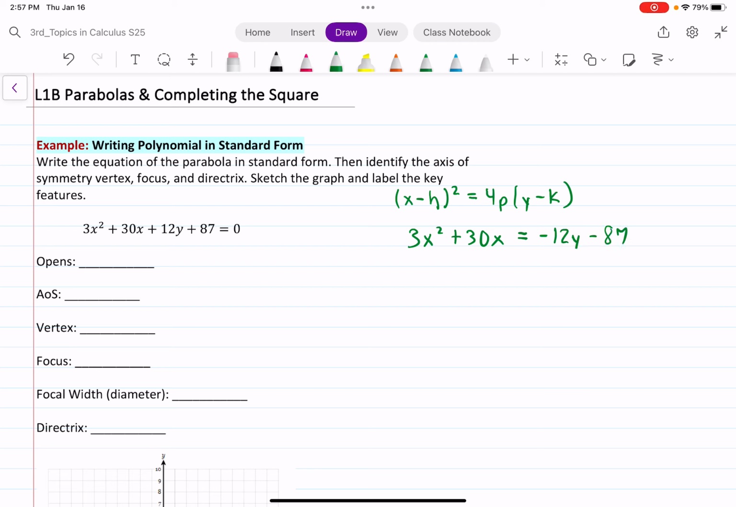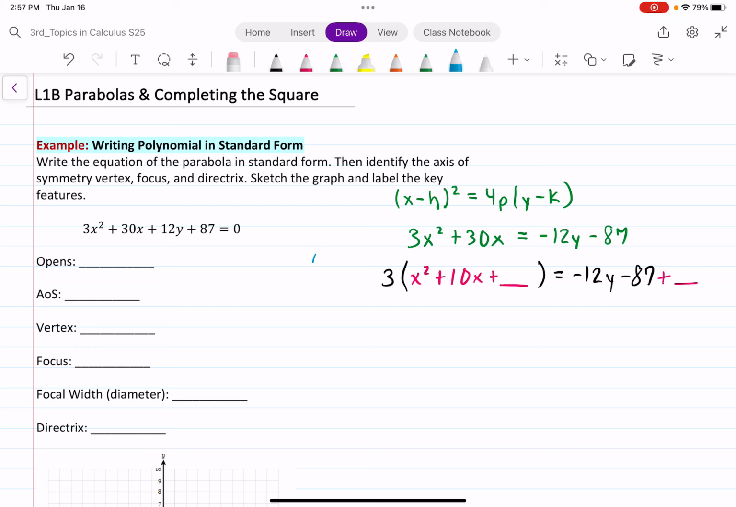Okay? And then I want to complete the square. Well, if I want to complete the square, I need it to just say x squared. So I'm going to factor out that 3. And if I factor out the 3, I have x squared plus 10x. And this time, I'm going to leave a plus blank so I can actually complete the square. And I'll put a plus blank on the other side as well.